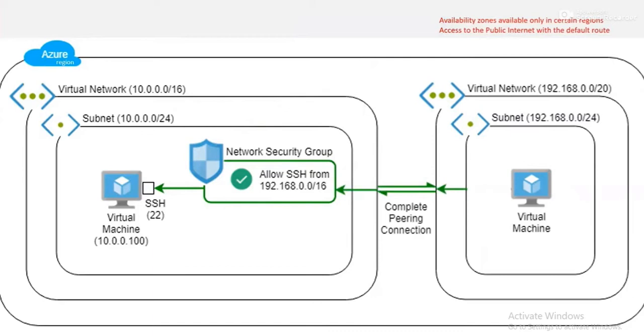For basic VNet to VNet communication, Azure provides something called VNet peering. So VNet peering is a one-to-one mapping from one VNet to another. And when VNet peering is established, the VNet CIDR or CIDRs from VNet 1 are shared with the VNet CIDR or CIDRs from VNet 2.